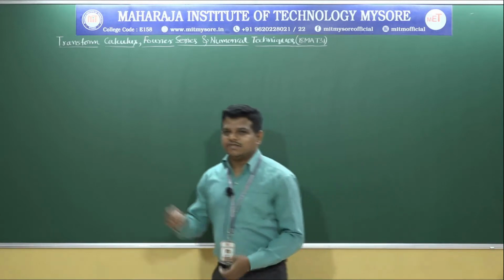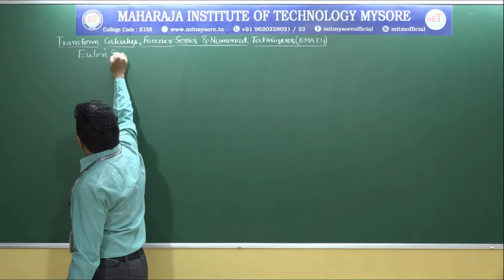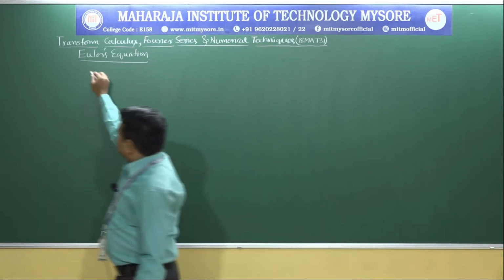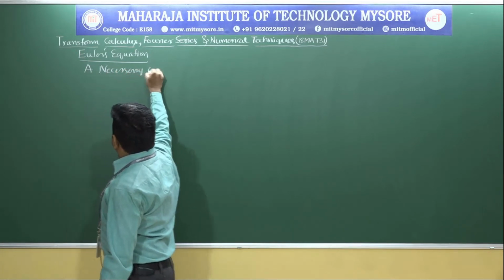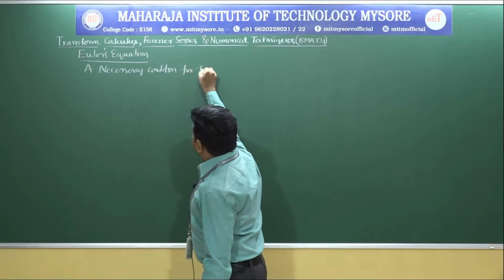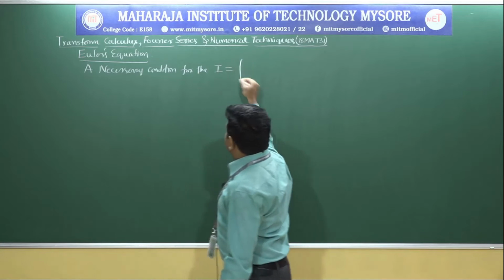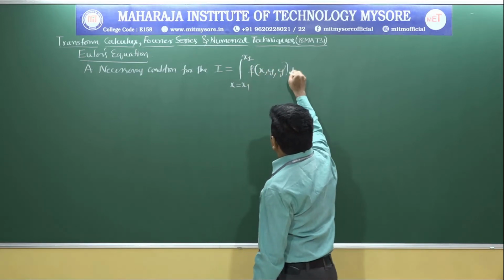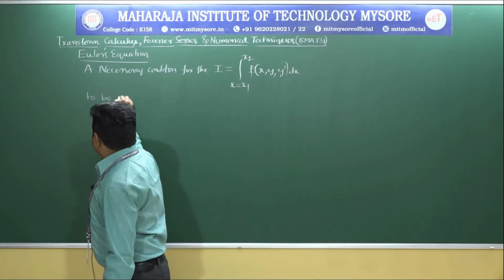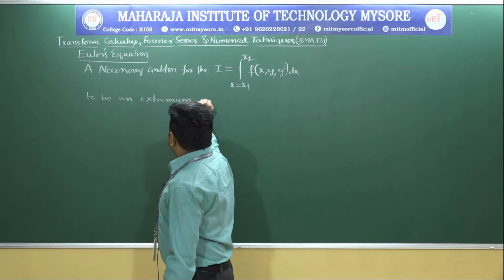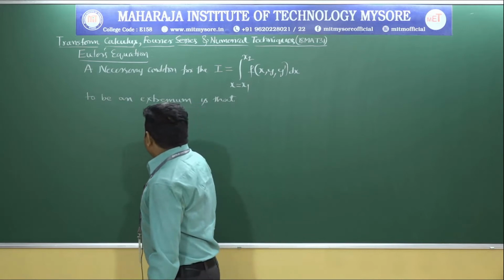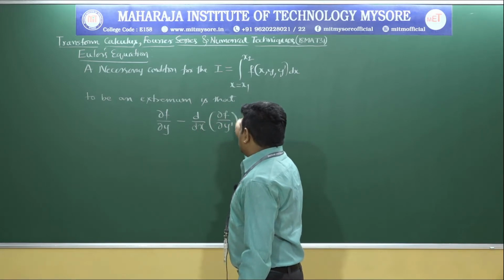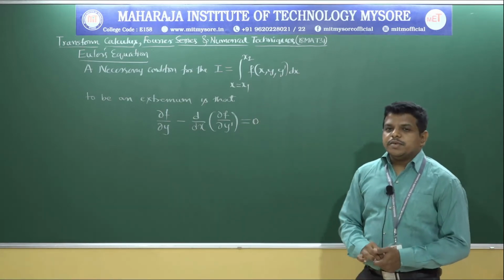Now we shall derive Euler's equation. A necessary condition for the integral I equals integral from x1 to x2 of f of x comma y dash into dx to be an extremum is that dou f by dou y minus d by dx of dou f by dou y dash equals 0. This is the statement of Euler's equation.